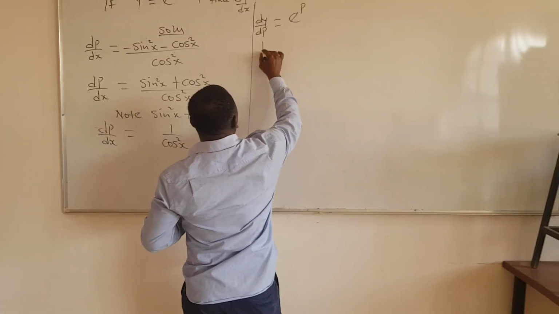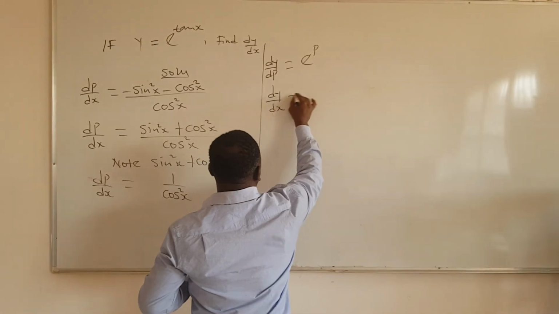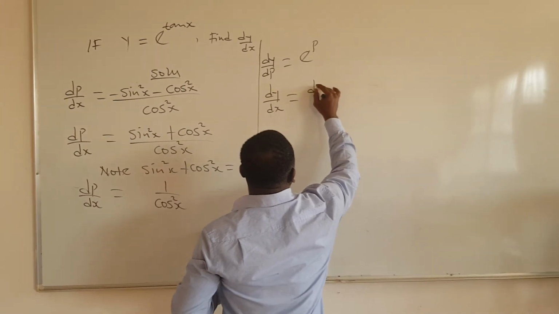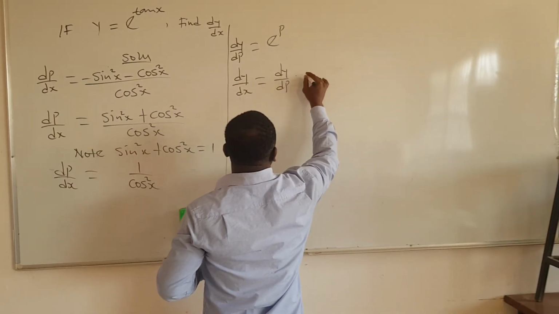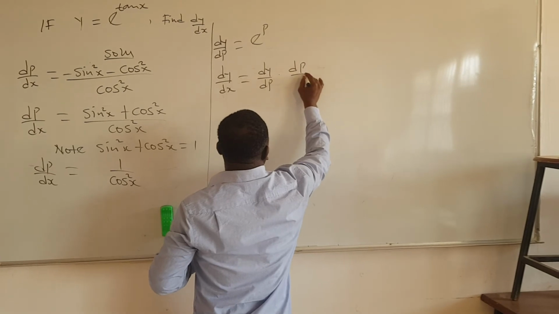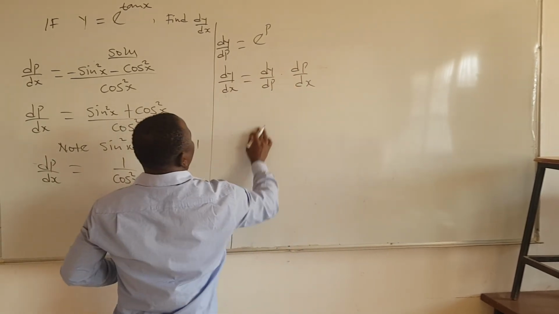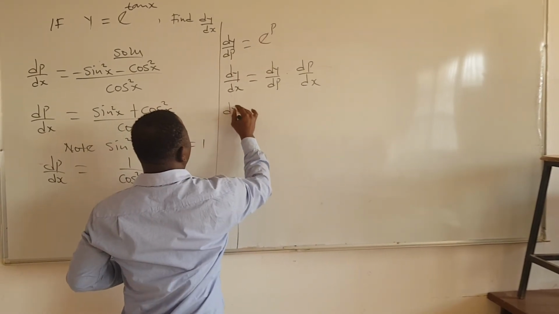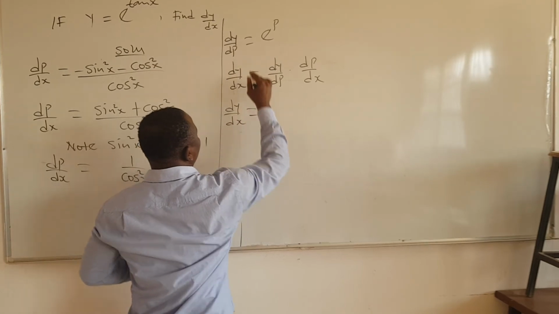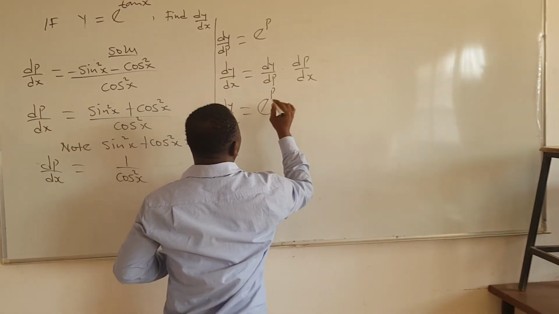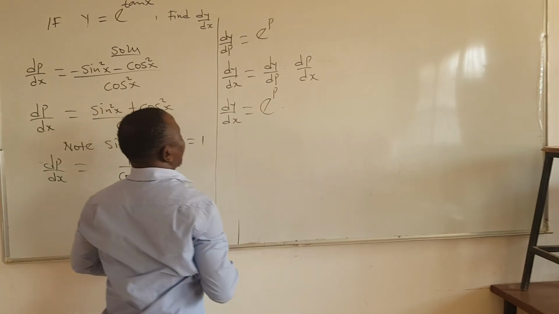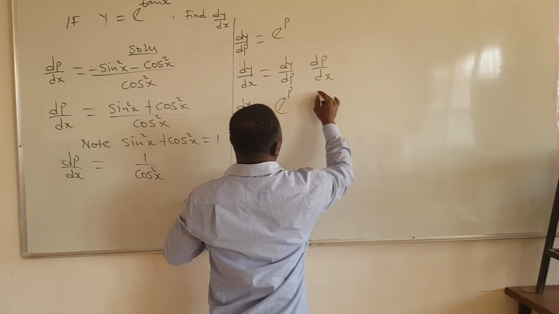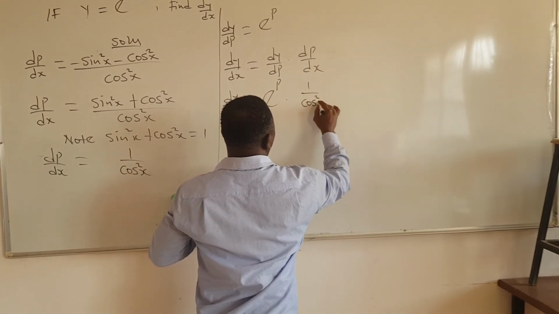So this implies that our dy all over dx is equal to the product of these, either dy all over dp times dp all over dx. What is your dy all over dp? It is exponential p. Our dy all over dx is equal to exponential p times, what is our dp all over dx? It is 1 all over cos squared x.